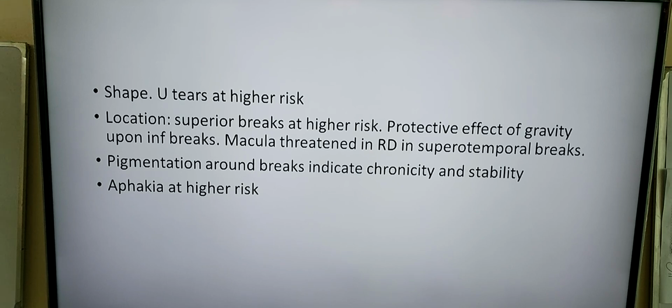Aphakics are at high risk because the IOL is not present, which acts as a barrier to the vitreous coming into the AC.